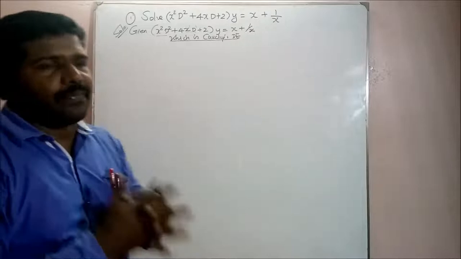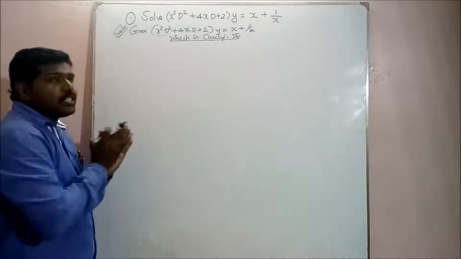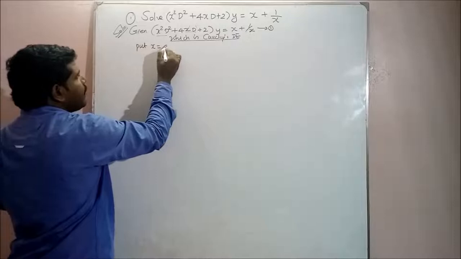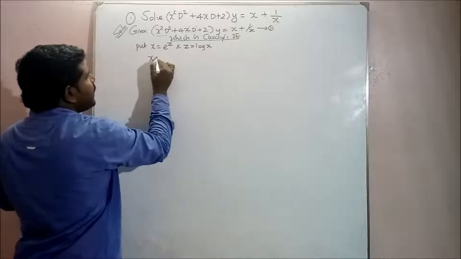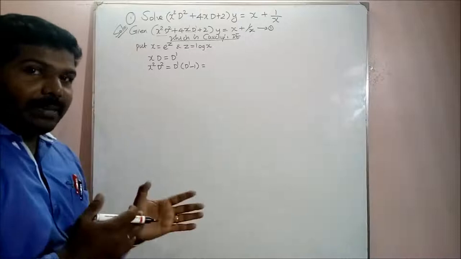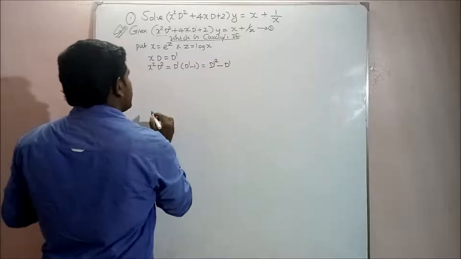So immediately we know the substitution we have to make for this equation. Call this equation 1. For Cauchy's, we can immediately put x is equal to e power z, and z equal to log x. Then wherever x D appears, take D dash, and wherever x square D square appears, take D dash into D dash minus 1, which simplifies to D dash square minus D dash. Now substitute all these values in equation 1.